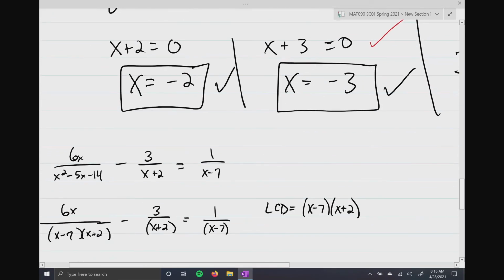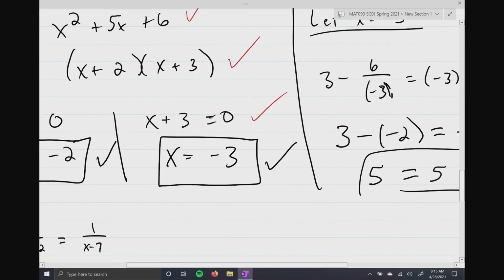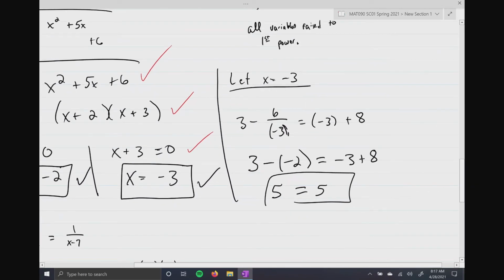So, let me see, did I do it? Yeah, I did it over here. So, for example, I let x equal negative 3 and I check it, just to make sure everything's okay. The thing I'm really, really, really trying to avoid are going to be zeros in my denominator. Okay? Are there any questions with that?